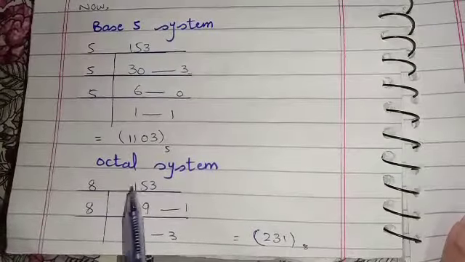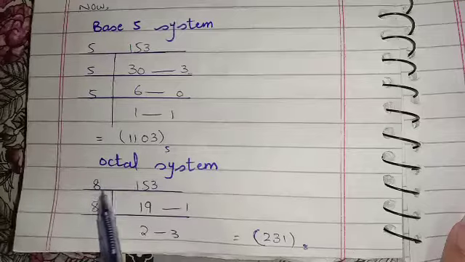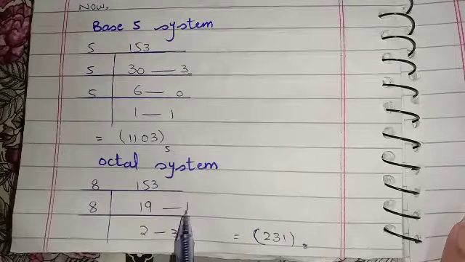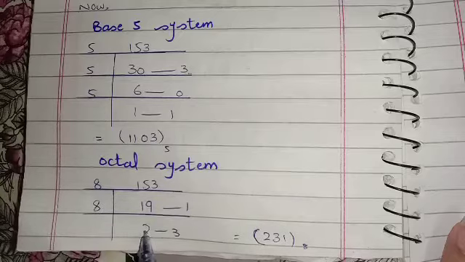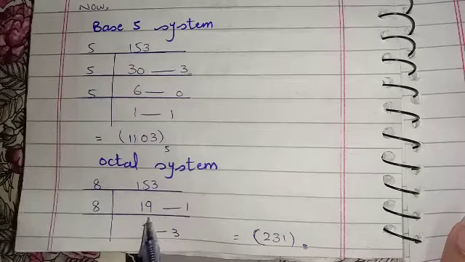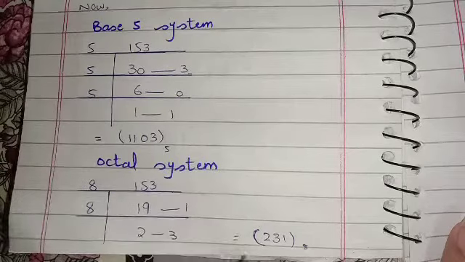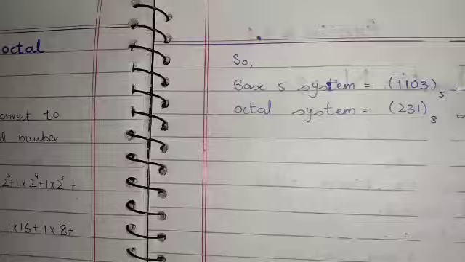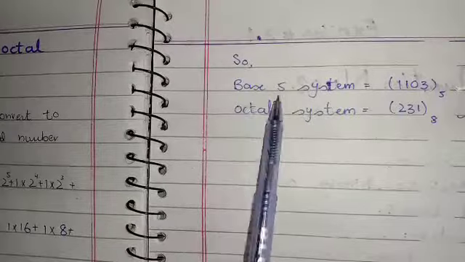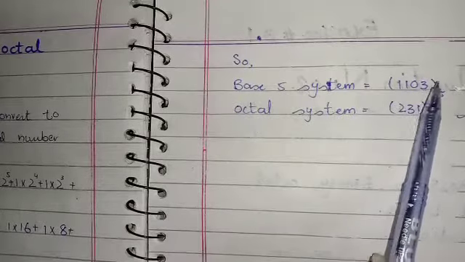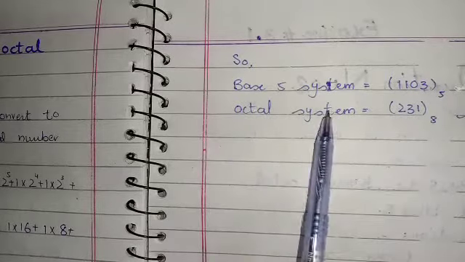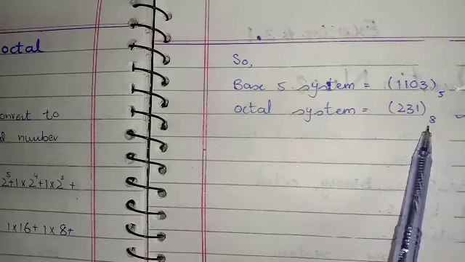Here is our octal system, 153. When we divide it with 8 we got 19, 1 will be the remainder, it will write here. 8 2s are 16, we got 3 left, we will write here, and the answer is 231 with base 8. So the answer is base 5 system is equal to 1103 with base 5 and octal system is equal to 231 with base 8, which is our answers.